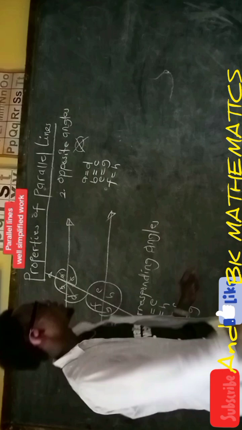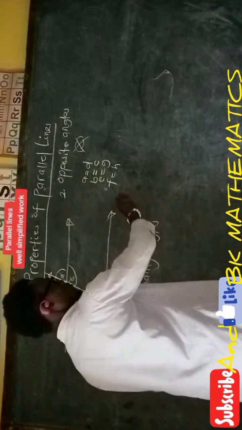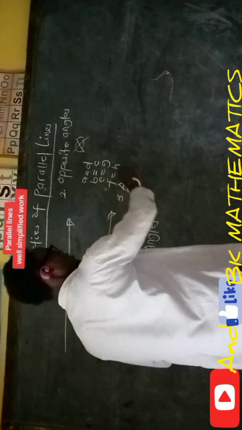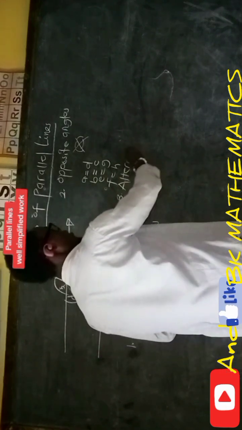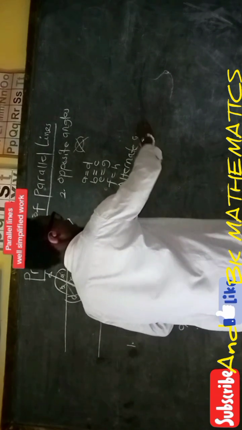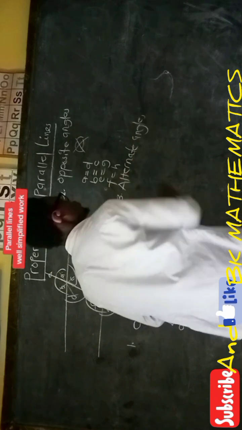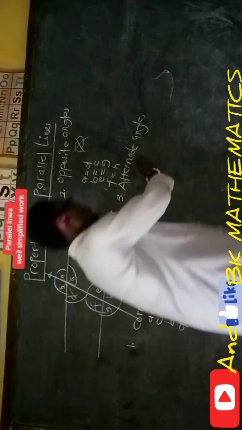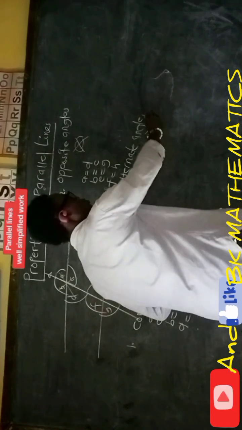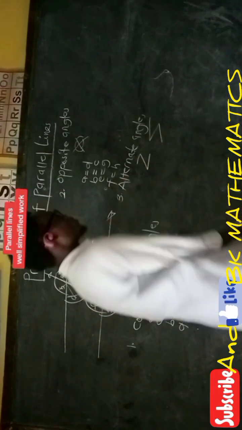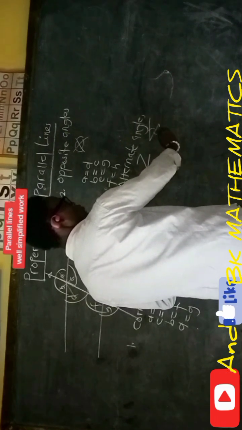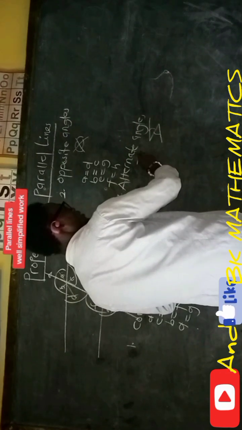Let's move to the next one. The next one, we say alternate angles. And when we say alternate angles, they are also angles that are equal. They are also called Z angles. This is the way to write Z. It might also be this way, where it is Z. And if this is an angle, this is also an angle. It means these two angles are equal. The same thing, this and this, they are equal.